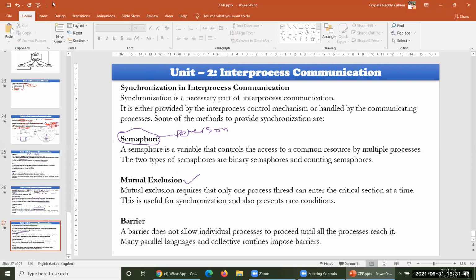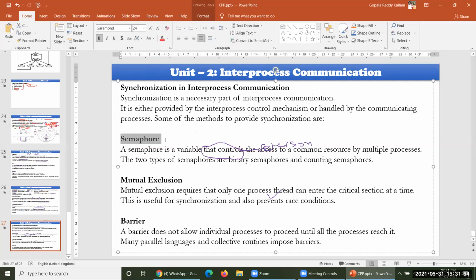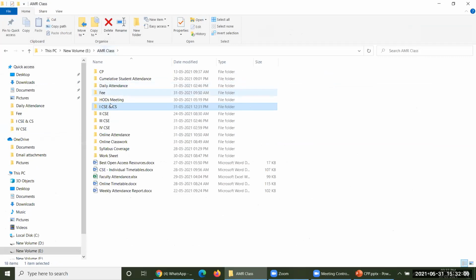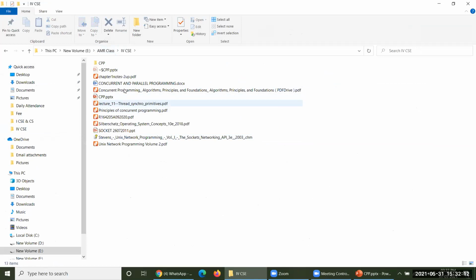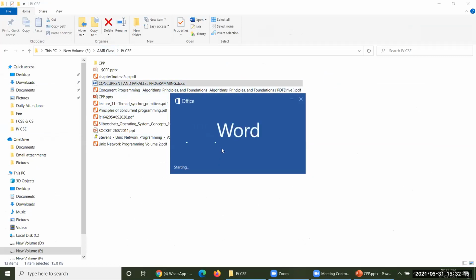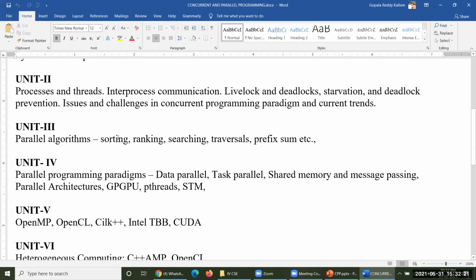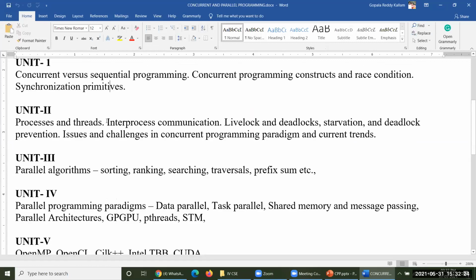Tomorrow, we would like to concentrate exclusively on semaphore. It is a very big concept. This semaphore inter-process communication is a very big topic for you. Then the remaining topics are just like that.